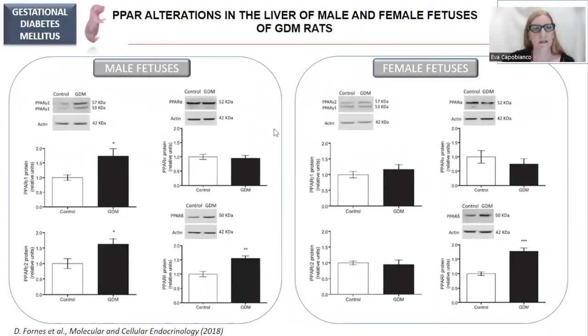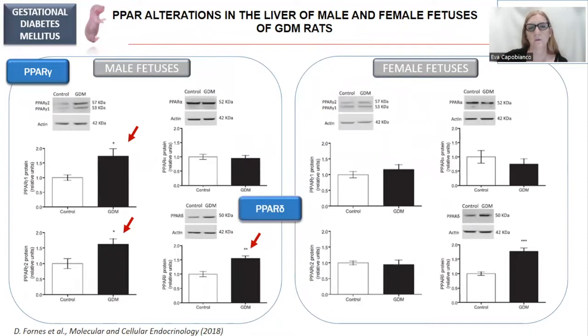Then we studied the expression of PPARs, and we observed that in male fetuses, the protein expression of PPAR gamma was increased, and also the protein expression of PPAR delta. When we studied female fetuses, we observed that PPAR delta was also increased.